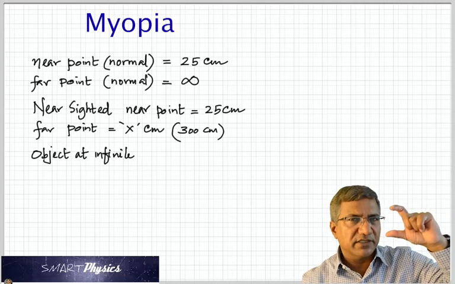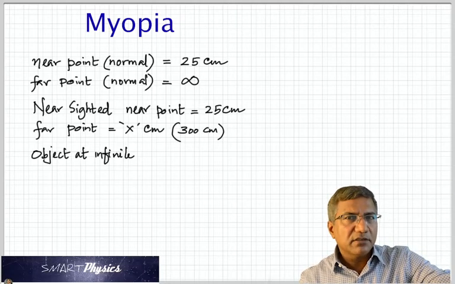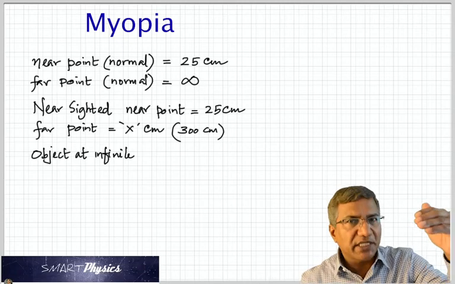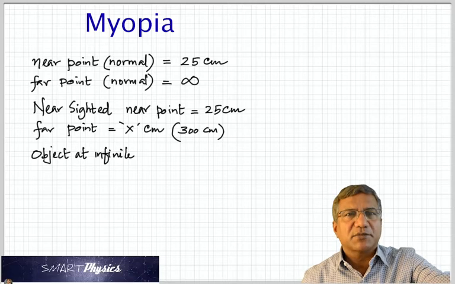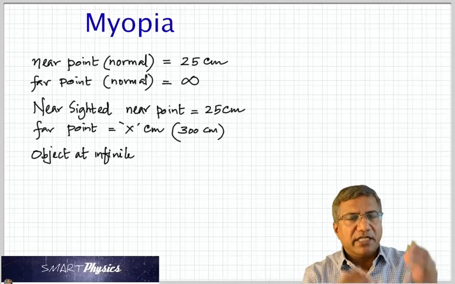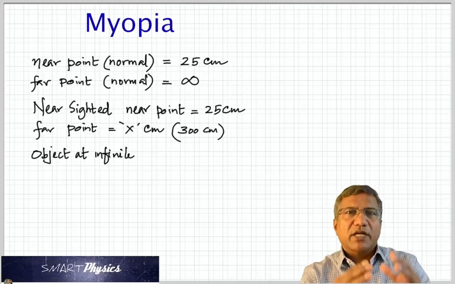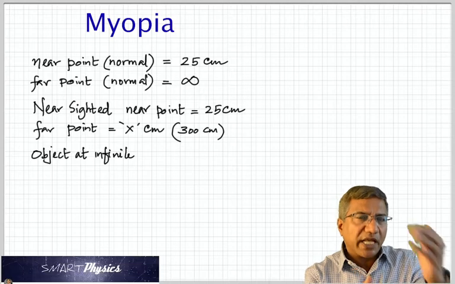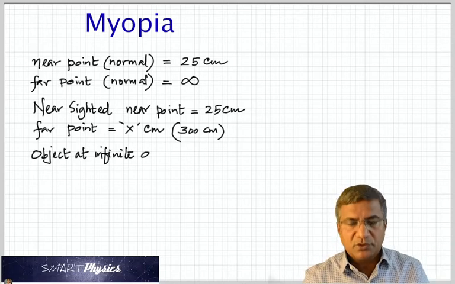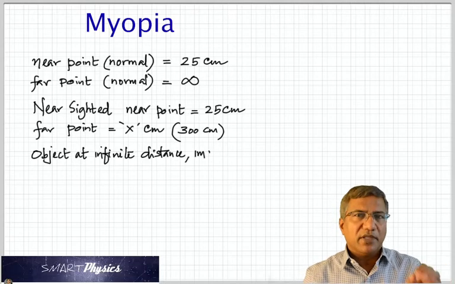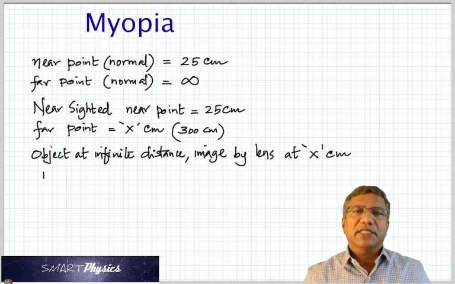So when you have those corrective lenses, what the lens should do is make an image of an object at infinity. And where should that image be? It should be X meters from the person's eye. Why? Because he or she can see anything up to X meters, isn't it? So as long as the lens, the corrective lens, which we're going to see shortly, is a concave lens, as long as that concave lens can produce an image X meters away from the eye of an object at infinity, this person will be able to see clearly. So when the object is at infinite distance away, the image must be at the person's far point, which in this case is 300 centimeters.